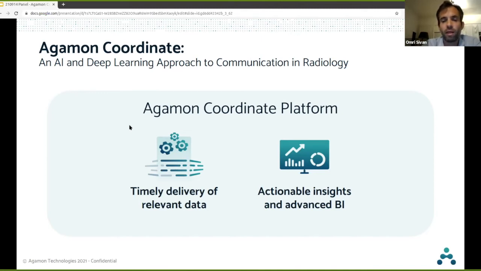The second thing that we do is provide actionable insights and advanced business intelligence dashboards, which are customizable and tweakable by different dimensions of the data, such as procedures, modalities, referring physicians, sites, facilities, etc. And these mostly go inbound to physicians who deal with quality control, CMIOs, radiology chairs, etc.